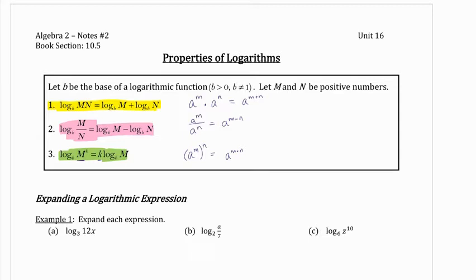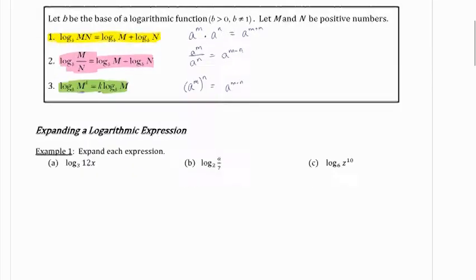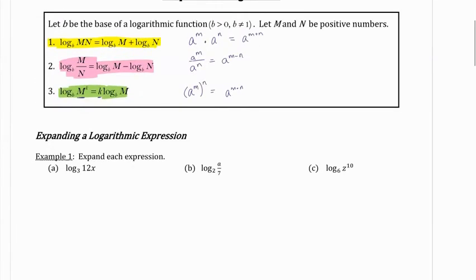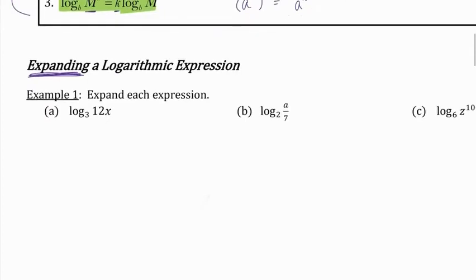Okay, so let's see how these work on a couple problems. And we'll go both directions here. Sometimes we'll start on the left side and move to the right. Sometimes we'll start on the right side and move to the left. But these properties can go both directions, from left to right or right to left. When we go from left to right, that is called expanding a logarithmic expression.